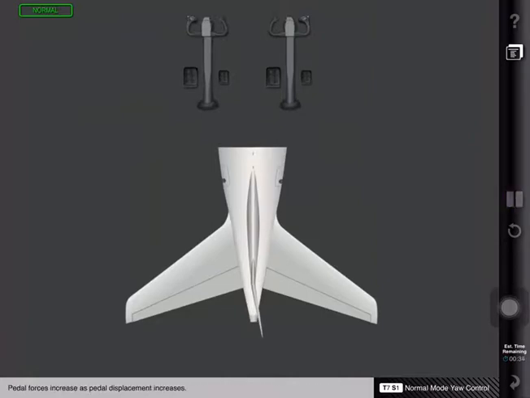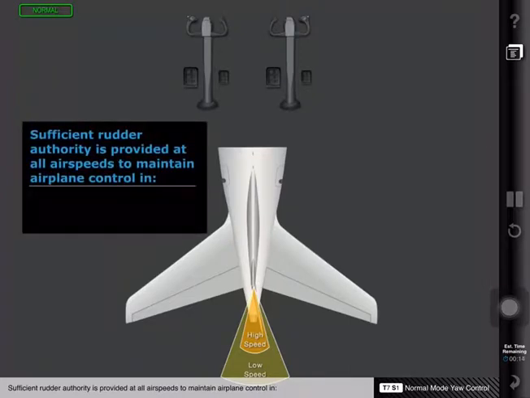Pedal forces increase as pedal displacement increases. These forces do not change with airspeed changes. A rudder ratio changer automatically reduces the sideslip command for a given pedal input as airspeed increases. Sufficient rudder authority is provided at all airspeeds to maintain airplane control in engine failure conditions and during takeoffs and landings in crosswind.